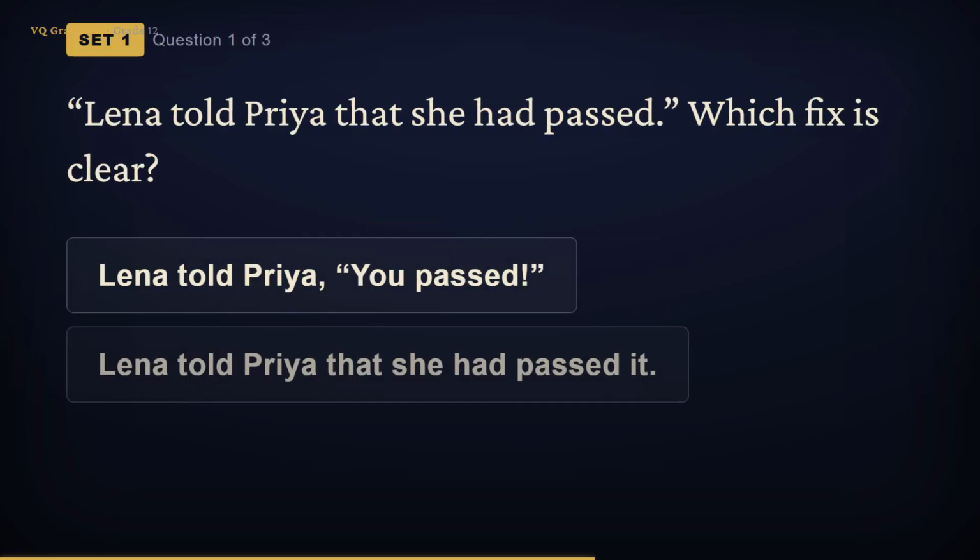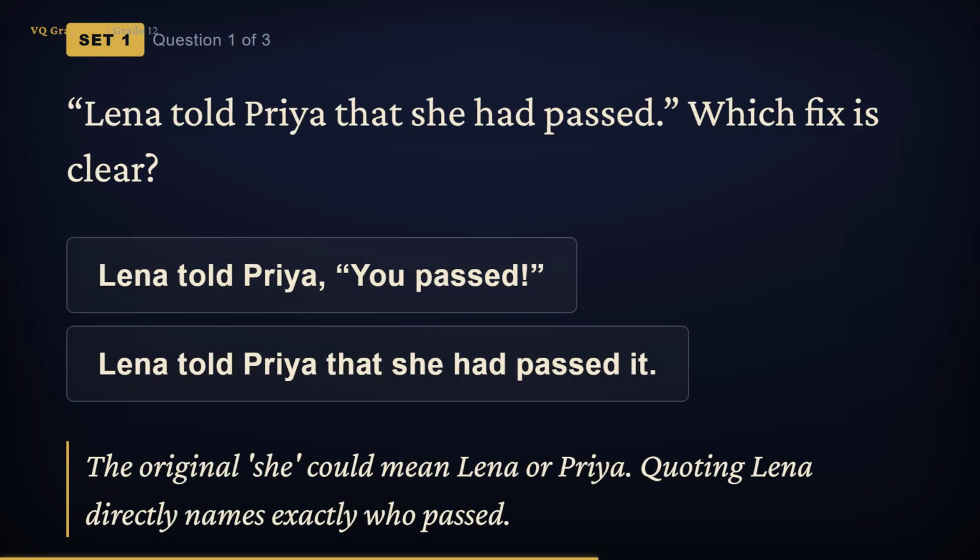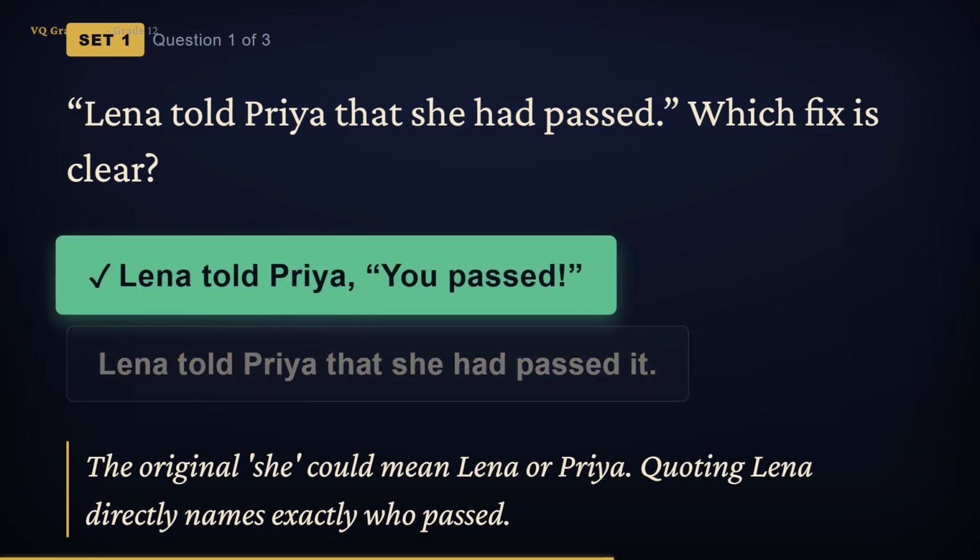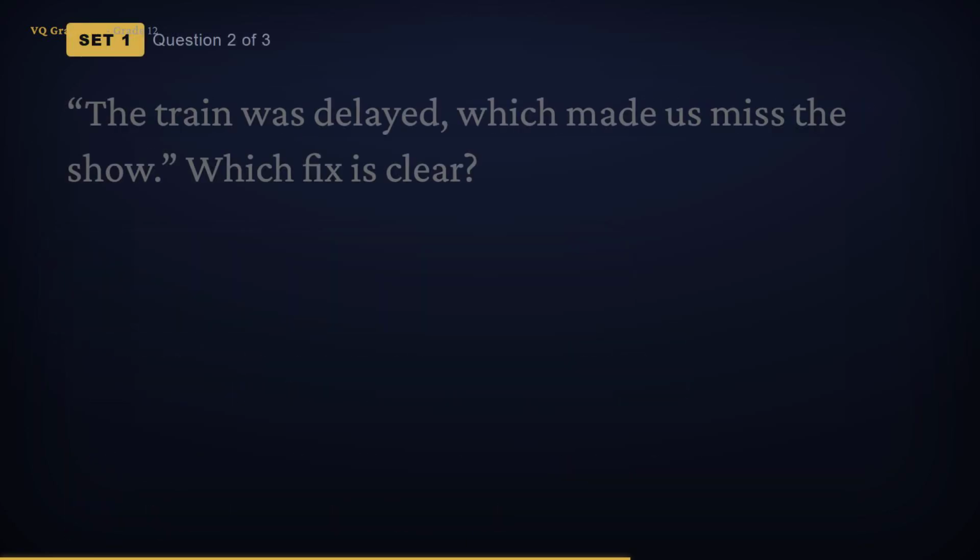Lena told Priya that she had passed. Who passed here? Lena or Priya? The pronoun she could point to either one, so this sentence is ambiguous. The cleanest fix is to name the person or let Lena speak directly. Lena told Priya, "You passed." Now there's no question at all who the good news is about.